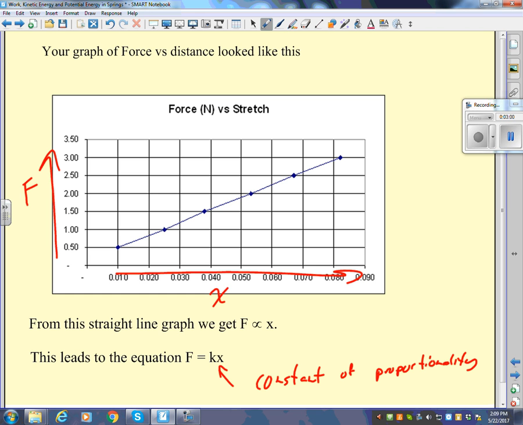Now, most springs that you're familiar with, some are very strong, some are very weak. Every spring has its own constant. So it's going to be constant for that particular spring. And you should have found, or you will find, I guess, when you do the Hooke's Law lab, that the two different springs that I provide you with will have a different spring constant.